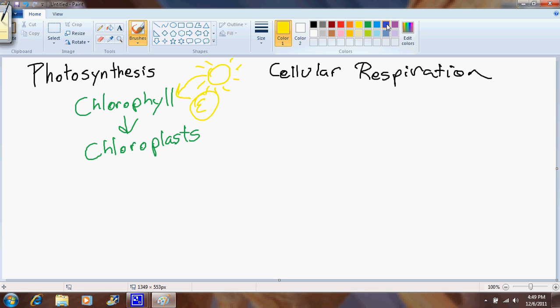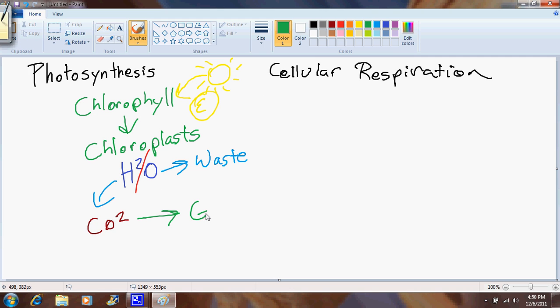Well, the chloroplasts, what they do is they take H2O, which is water, and they'll actually split that water. So they split the hydrogen and they split the oxygen. So the oxygen goes off and it becomes waste. The hydrogen, on the other hand, will come and combine with CO2, which is carbon dioxide, and it combines these two to produce glucose, which, as you can remember, is sugar.